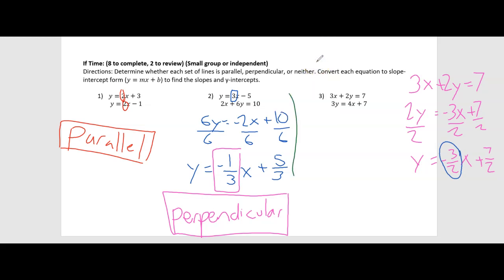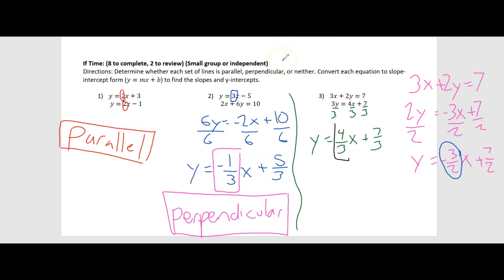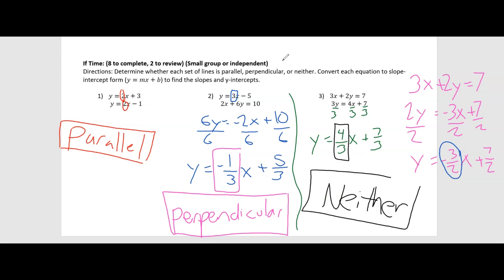Let's do the other one. The other one's a little bit easier. I just have to divide each term by 3. So I get y is equal to 4/3 x plus 7/3, meaning my slope is 4/3. However, 4/3 and negative 3/2 are not opposite reciprocals, so these lines end up being neither parallel nor perpendicular.